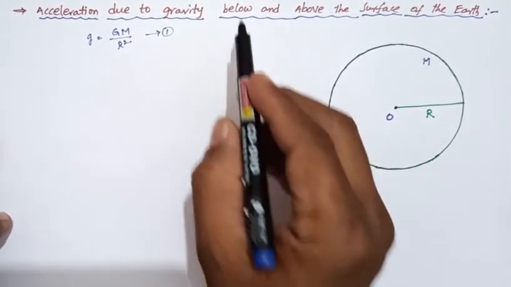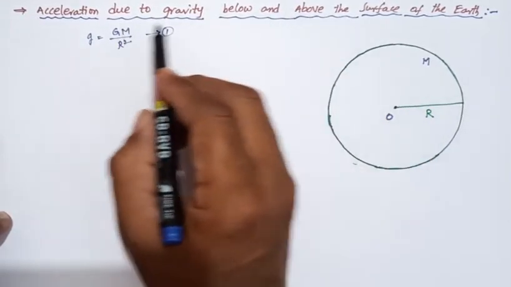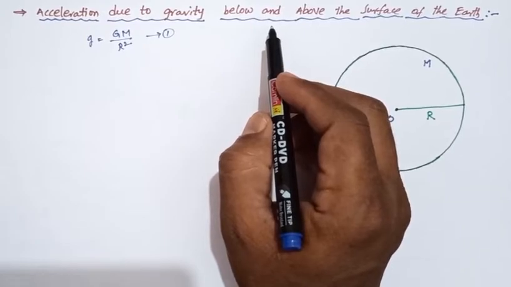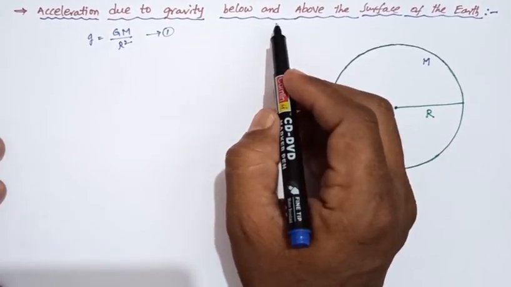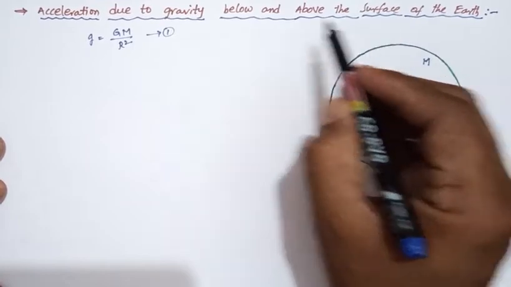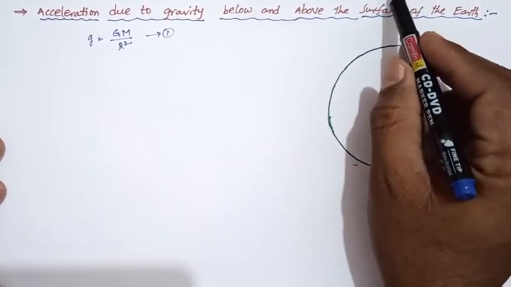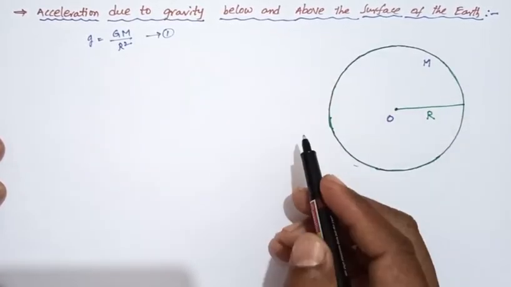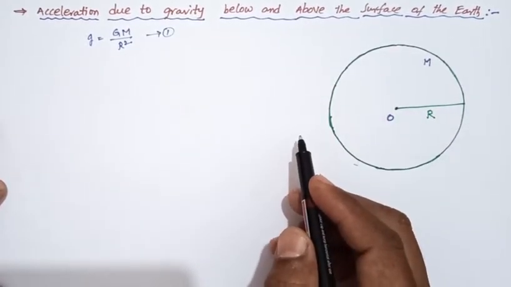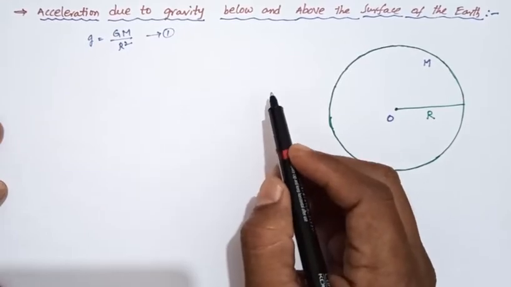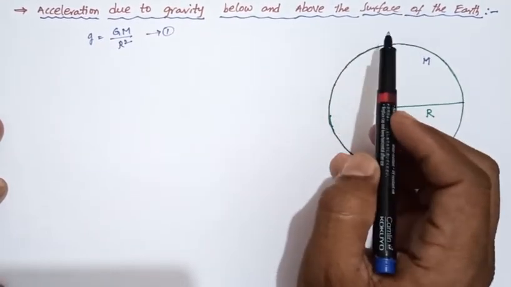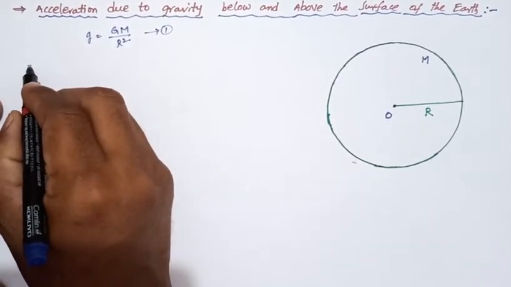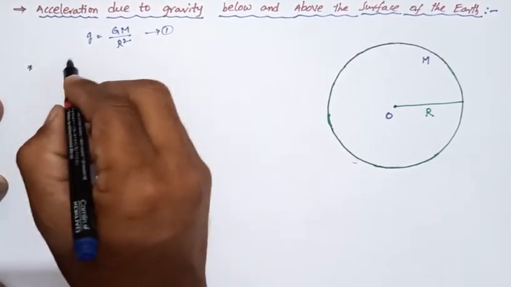So the acceleration due to gravity is variable. Already we discussed it. It is variable. So when we take above the earth surface and below the earth surface, how does it change? So what is the equation? We can derive the equation for above the earth surface and below the earth surface. First of all, we consider here above.